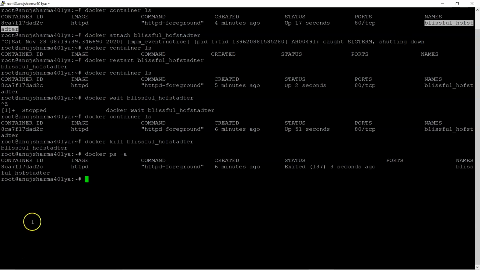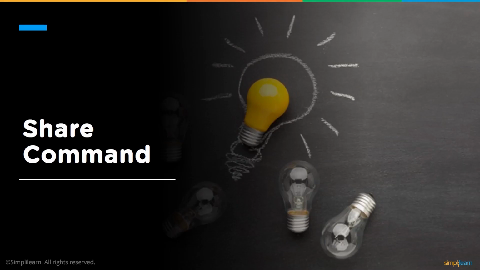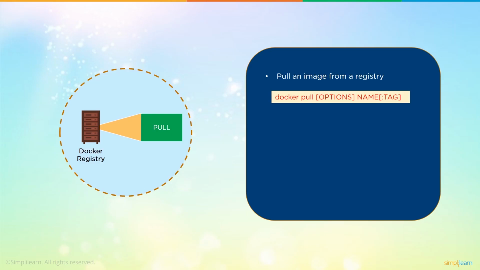Let's go back to the main container. These were some of the commands from the Docker containers perspective. Let's talk about some of the commands from the share command perspective, that is, how we can share Docker images. We have a typical pull and push mechanism, using which we can interact with Docker Hub or a Docker registry.